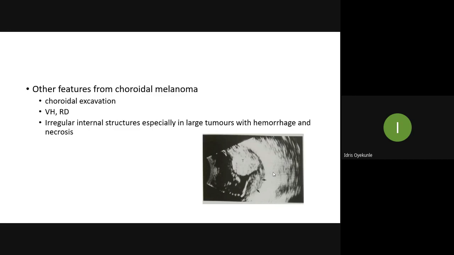Other features that might be observed in a patient who has choroidal melanoma would be choroidal excavation, as seen in this image here. So this is the beginning of the tumor here, but the tumor has excavated down here. So this is retinal tissue. There's a retinal detachment here, and a bit of choroidal excavation here and extension of the tumor. There may be vitreous hemorrhage or retinal detachment, and the internal structures may be irregular, especially if it's a very large tumor that's undergoing some necrotic changes or with hemorrhage.